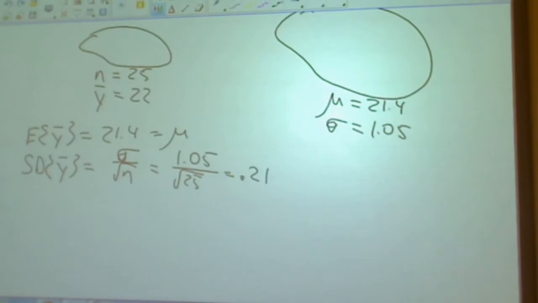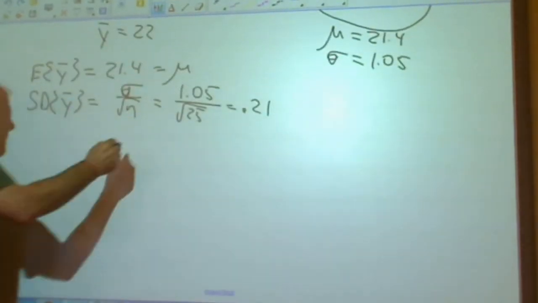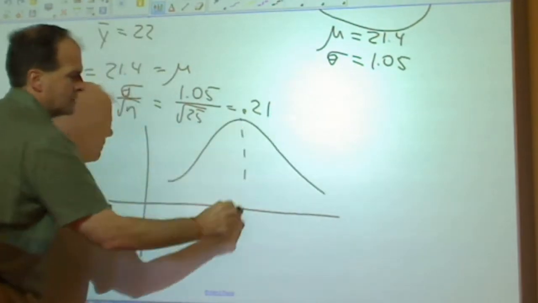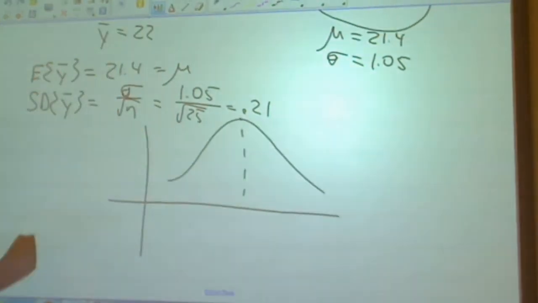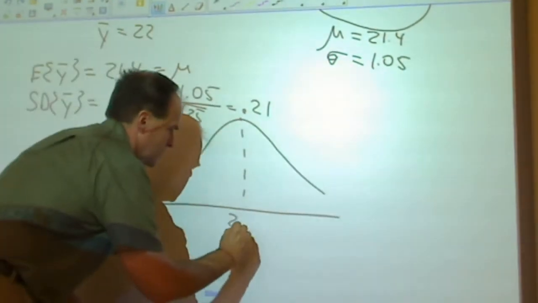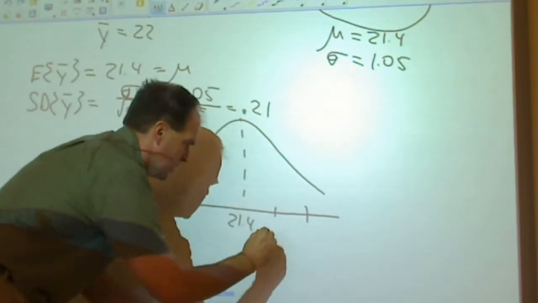Okay. So how do I draw the model? Centered around mu. Do a couple sigma.